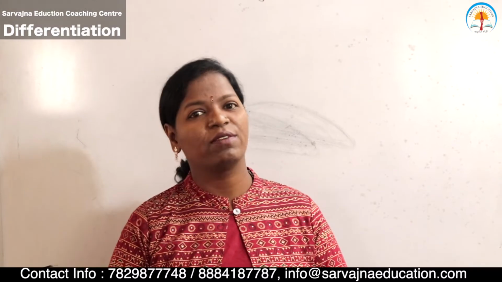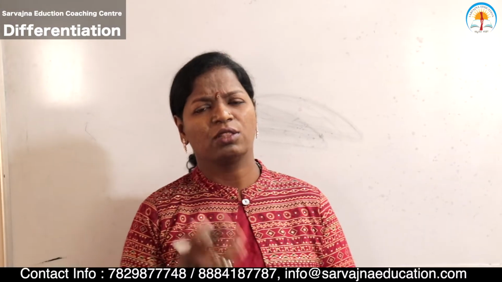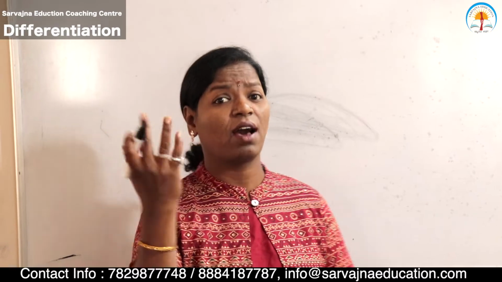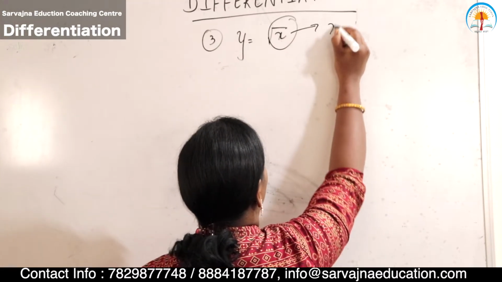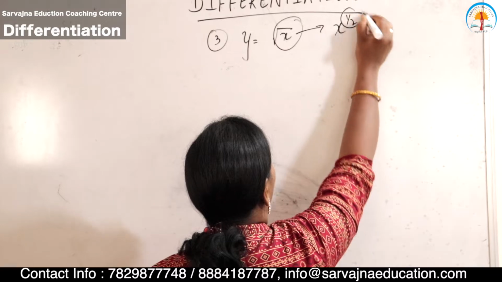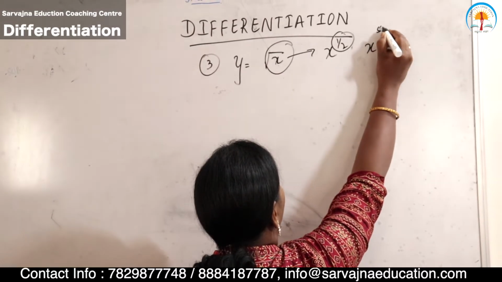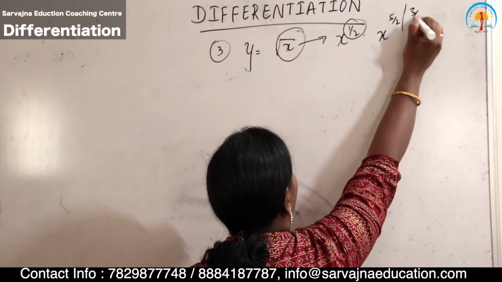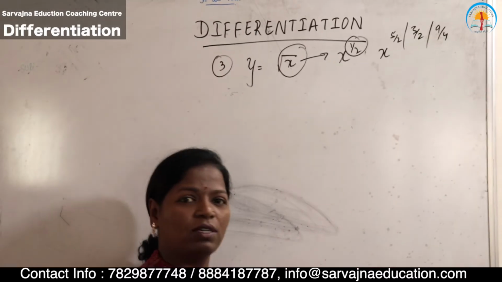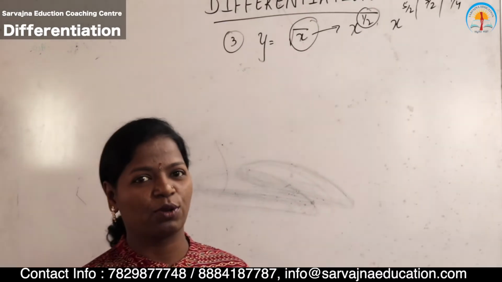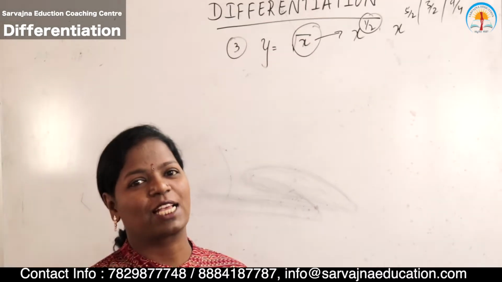In case of a bigger fraction in the power, it is very difficult to solve. Root x can be written as x to the power of half, and everyone knows this. But if there is another power, like x to the power of 5 by 2, or 3 by 2, or 9 by 4, how will we do it? You should know that, right? That's what I am going to explain, the steps.